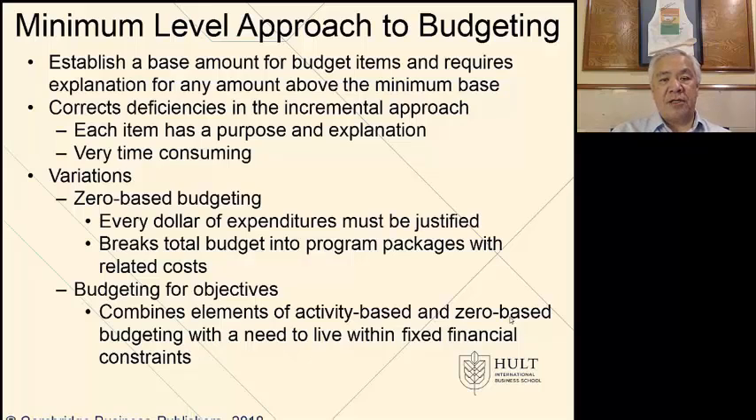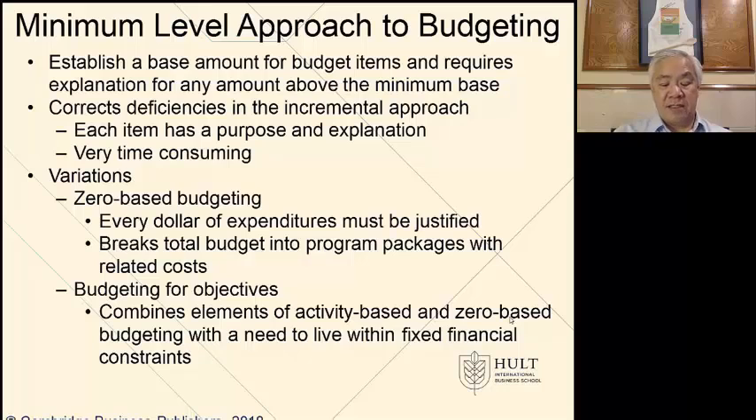Variations are zero-based budgeting, ZBB, and this is where every dollar must be justified. Zero-based means you start with zero, and every single element of your budget has some justification. And it breaks the total budget into programs and packages of them with related costs.